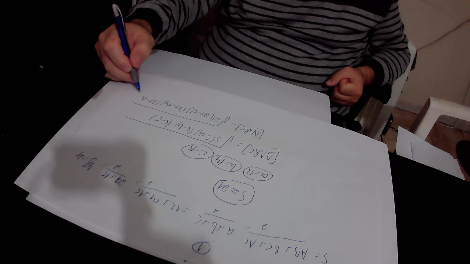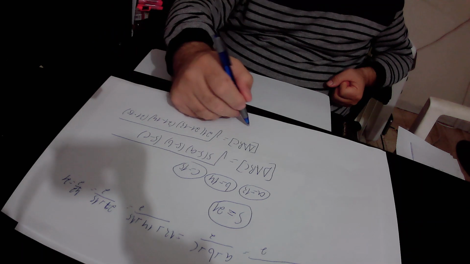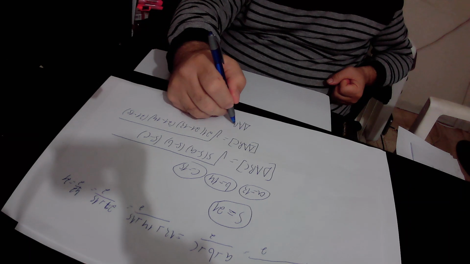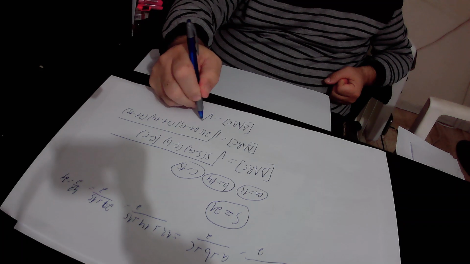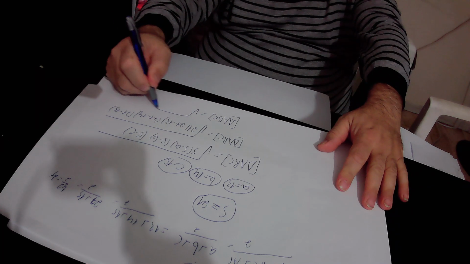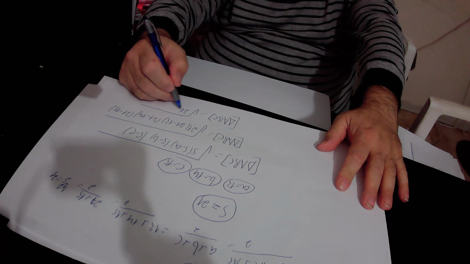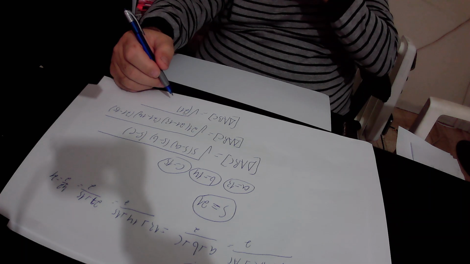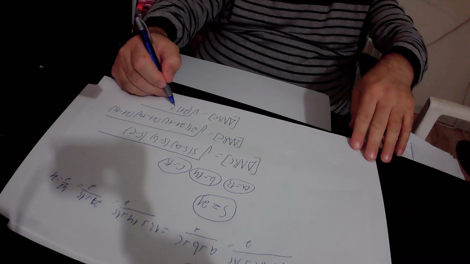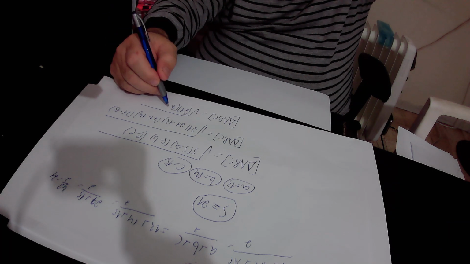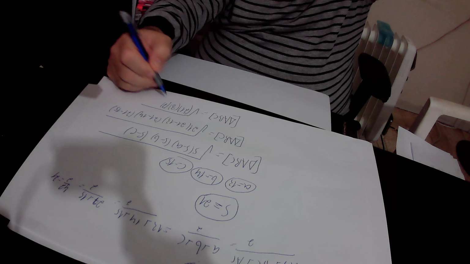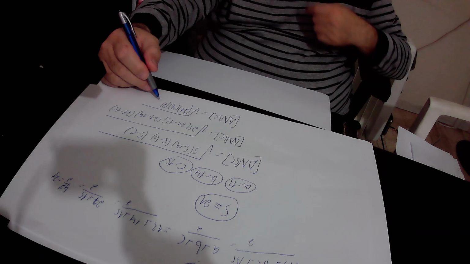So I finally found out that the area of triangle ABC, according to the new formula and rule number 4, is equal to the square root of 21. 21 minus 13 is 8. 21 minus 14 is 7. Times 21 minus 15 is 6.